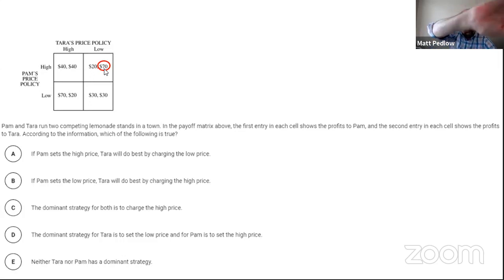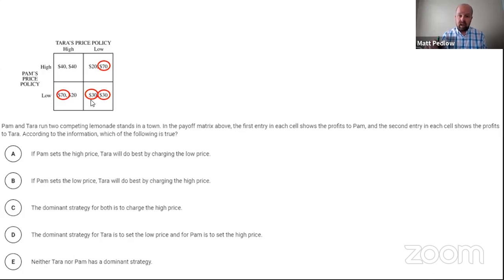Now cover up the top ones and just look at the bottom ones. If Pam goes low, and Tara goes high, she gets 20. If she goes low, she gets 30. She's going to go low. Stop there and say to yourself, Tara has a dominant strategy. No matter what Pam does, Tara is always going to go low. Now let's say Tara goes high. If Pam goes high, she gets 40. If she goes low, she gets 70. So Pam's definitely setting a low price. And if Tara goes low, if Pam goes high, she gets 20. If she goes low, she gets 30. So guess what? Pam has a dominant strategy. She's always going to go low.